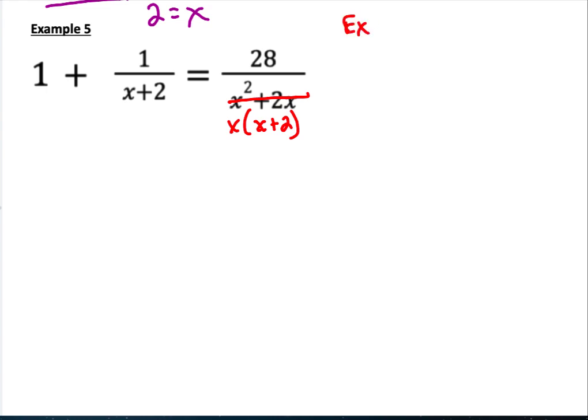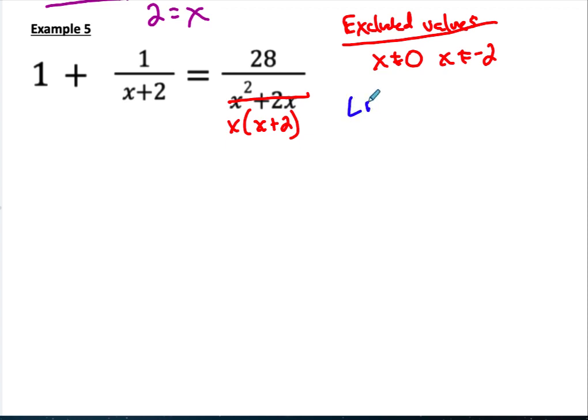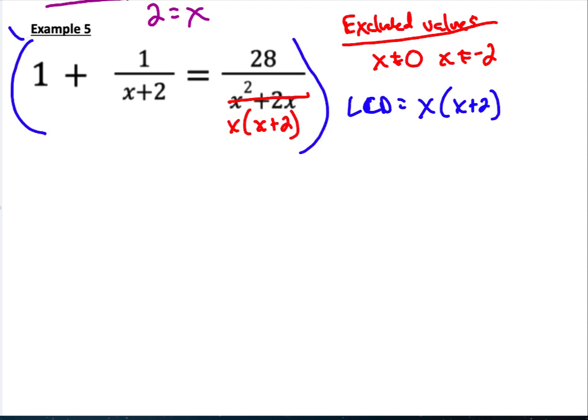Now I can choose my excluded values. That's going to be x can't be 0 and x can't be negative 2. So remember, it's got to be in factored form before we can decide on those excluded values. Then for my least common denominator, think of it as I need something that will divide out all of the different parts of the denominators. So I need to be able to divide out an x and an x plus 2 out of various pieces. So I'm going to multiply everything in the problem times x times x plus 2.